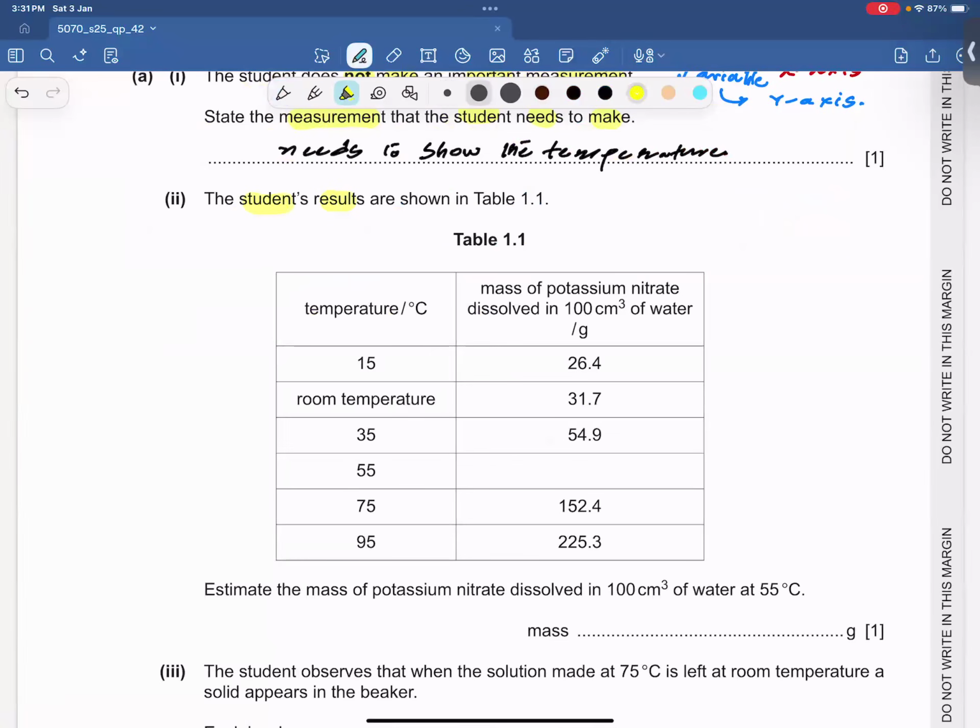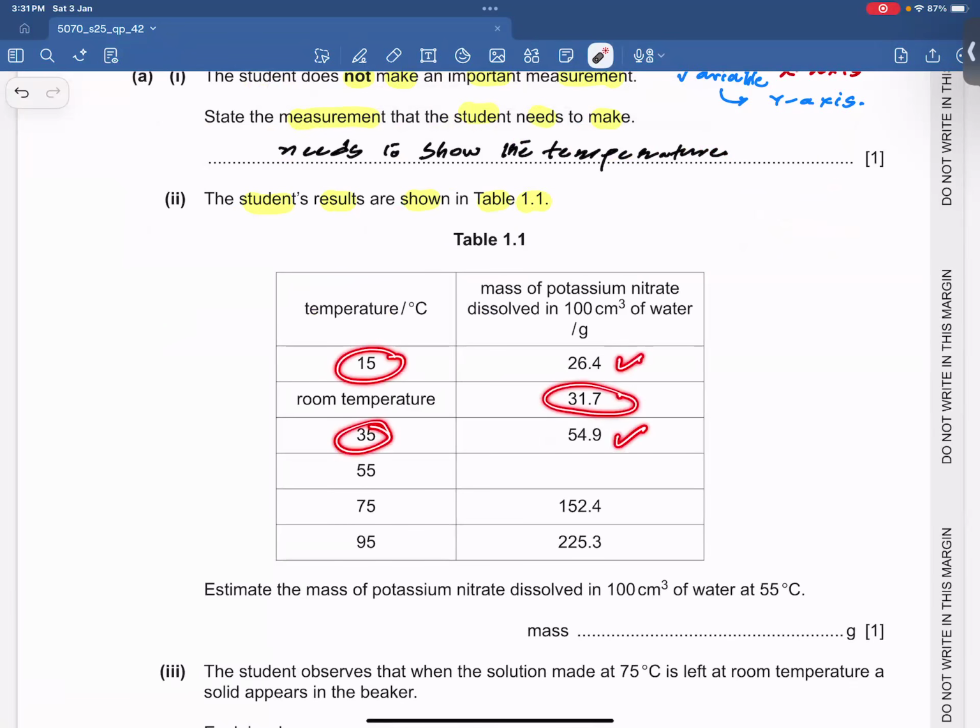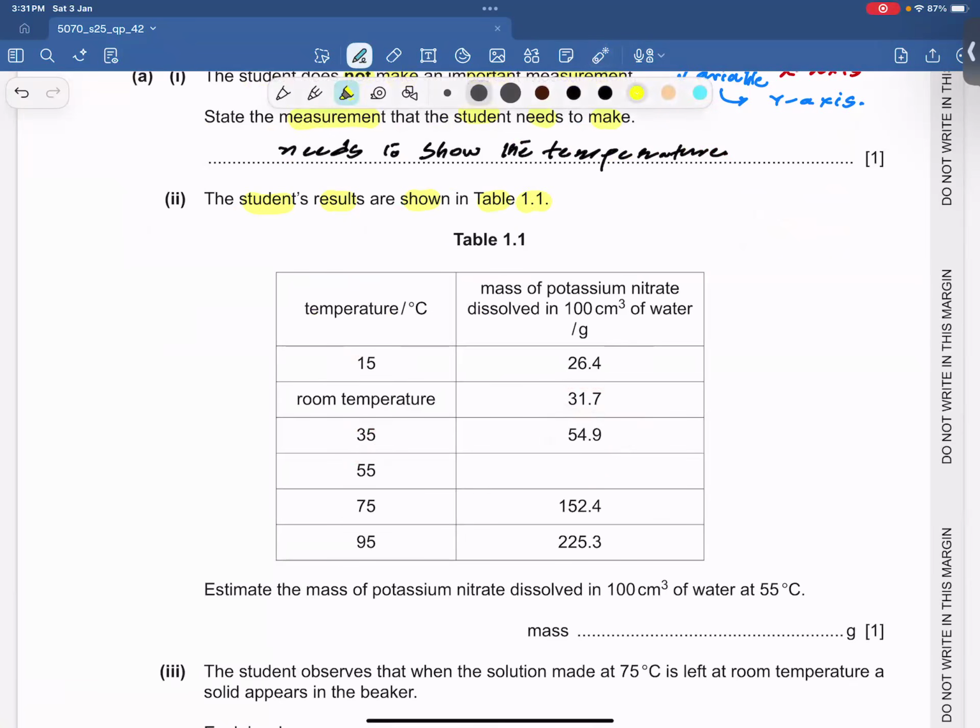Next, the student results are shown in table 1.1. At 15, we have 26.4. That is at room temperature, 31.7. At 35, this is going to be the value. Now, at 55 degrees Celsius, there is no solubility given, which we need to measure, obviously. So the examiner is looking to estimate the mass of potassium nitrate dissolved in 100 cm cube of water. So obviously, this value has to be lower than this one and greater than these three values.